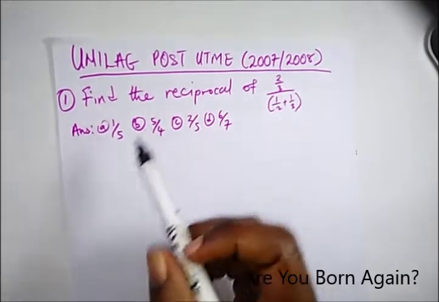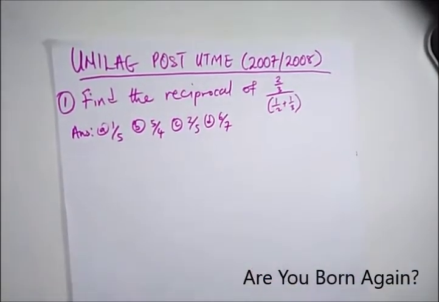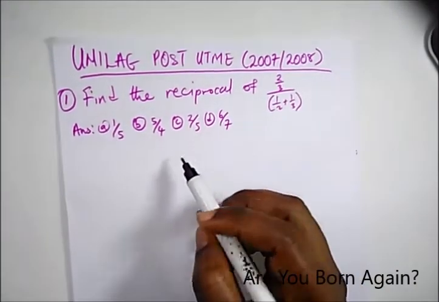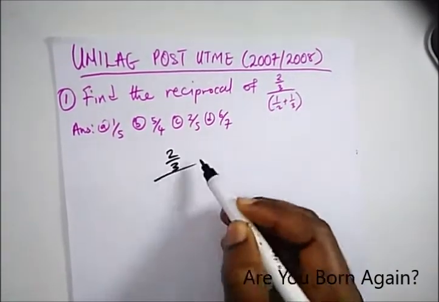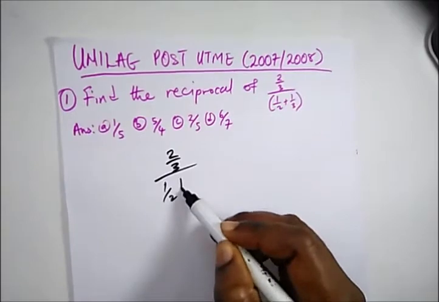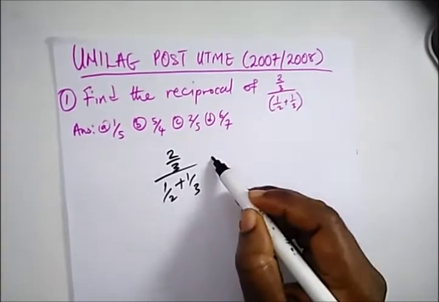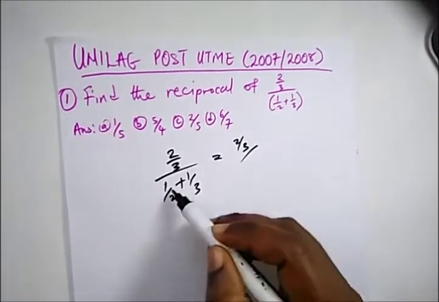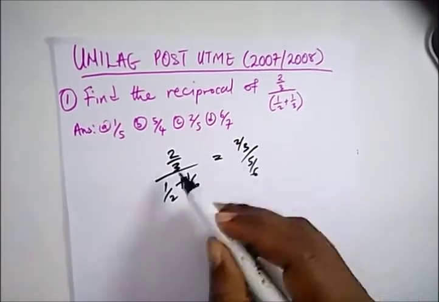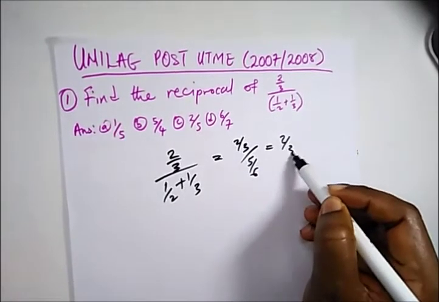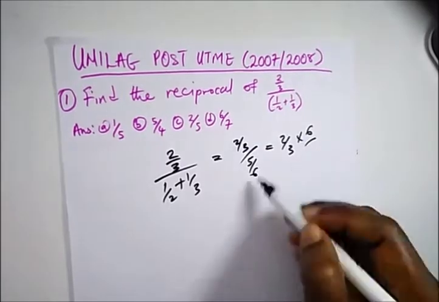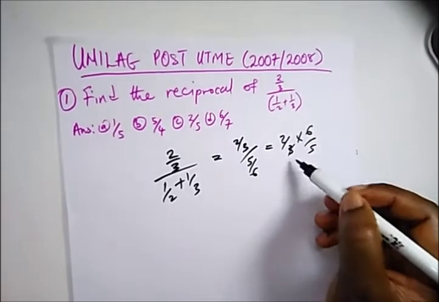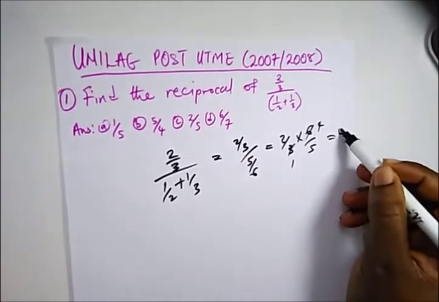2007/2008 session. Question one said find the reciprocal of 2/3 and 1/2 plus 1/3. So from here we have 2/3. This plus this will give us 5/6. So this will be what? 2/3 times 6 over 5, you invert. So this here is 1, this here is 4. So this is 4/5.